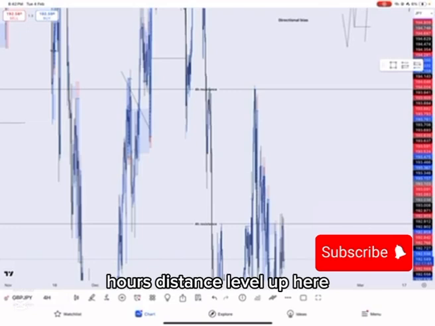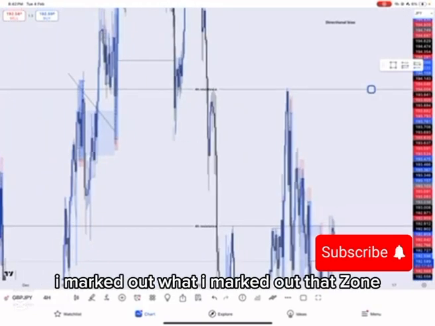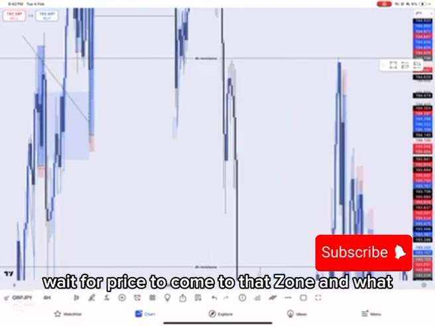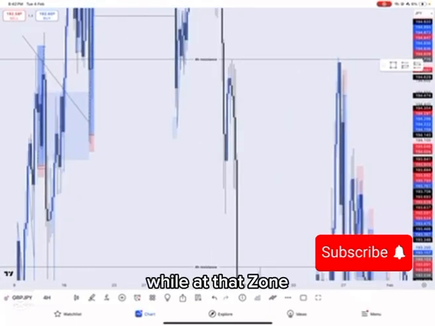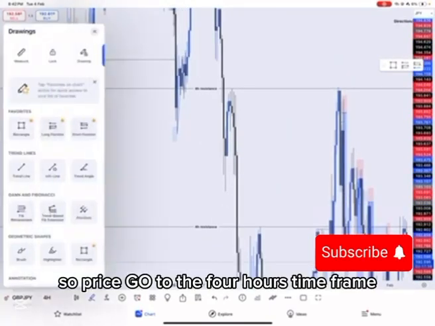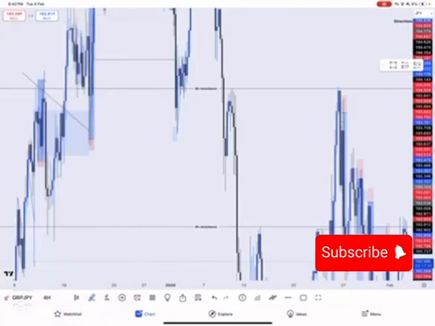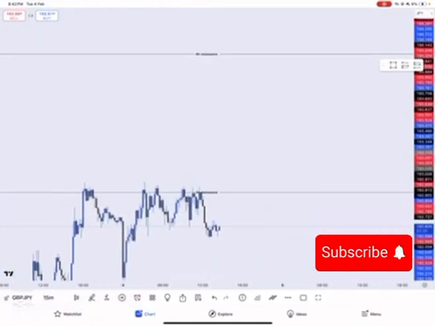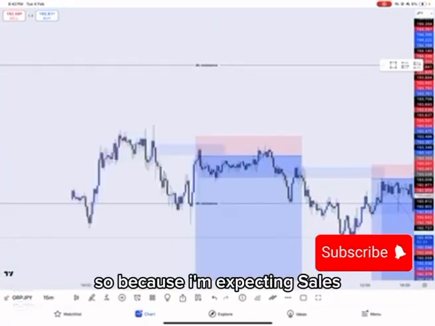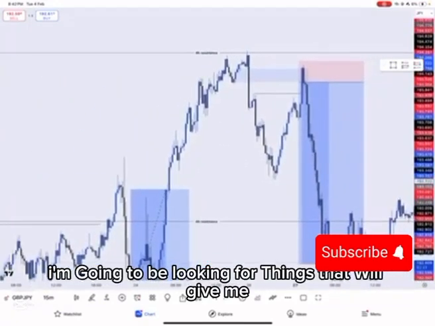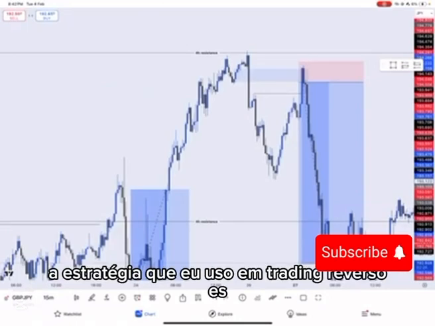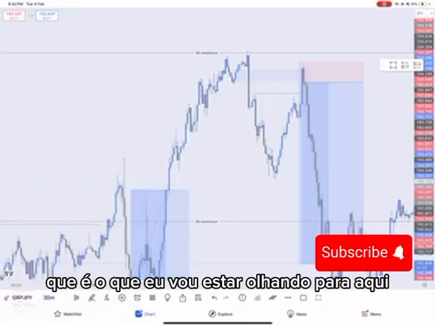So on the 4 hours resistance level up here, I marked out that zone. And what I will do is wait for price to come to that zone and give me a reaction while at that zone. So if price goes to the 4 hours time frame, now I look for the strategy that I trade with. So now we're expecting sales because price is at the 4 hours time frame. Because I'm expecting sales, I'm going to be looking for things that will give me a reversal. The strategy that I use in trading reversals, that's what I'm going to be looking out for here.